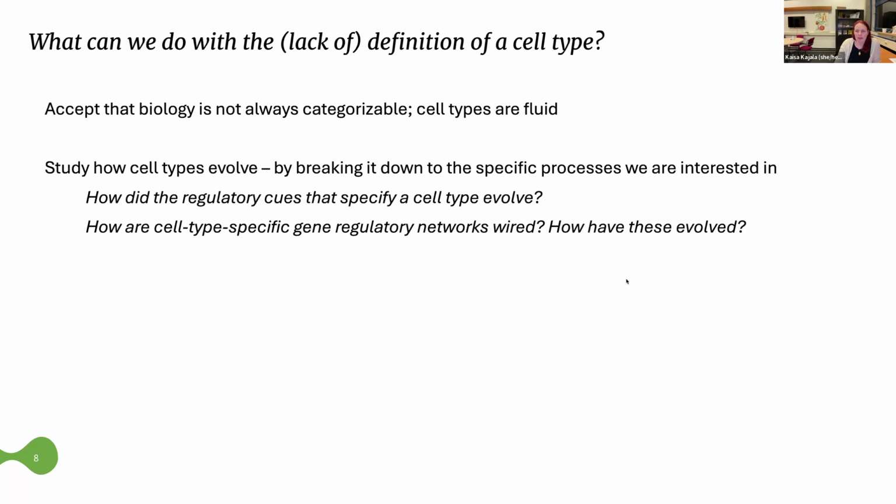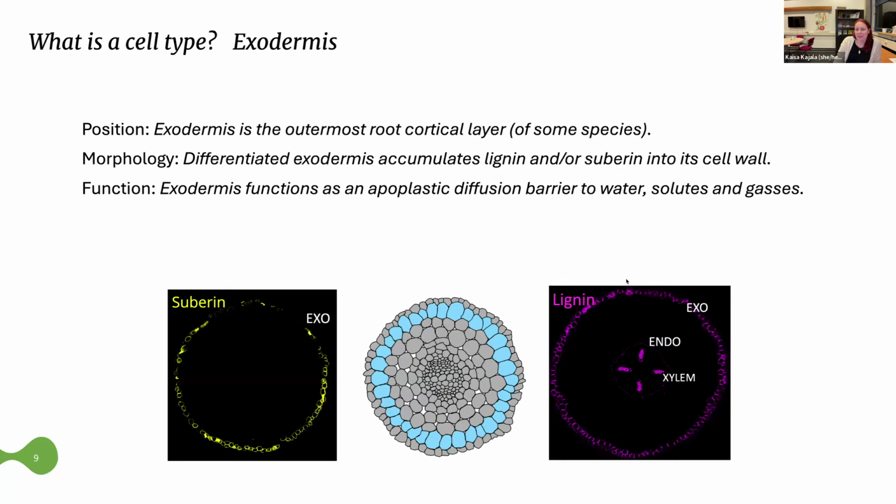So I don't think that they're, as Ken said, that we don't like, he doesn't know how to really specify things or define things that carefully. I'm having the same problem, and maybe I'm making the argument that maybe we don't necessarily need to. But as a case study of how to study evolution of cell types, I'd like to present exodermis.